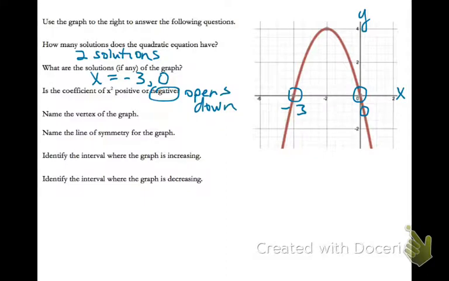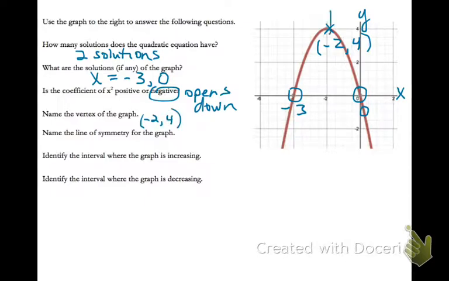The vertex is that highest or lowest point. In this case, it's the highest or maximum. So you just locate your x and your y coordinates. So it's -2, +4. Vertex is always in the form of a xy coordinate.